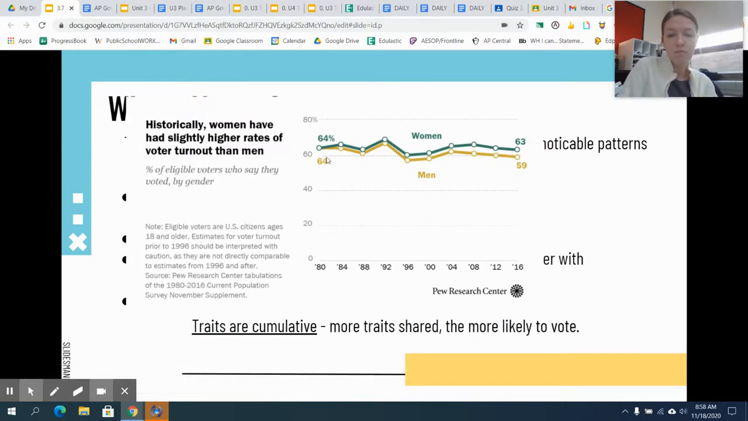I just wanted to show you some of the trends here. This is for gender. You can see that since the 80s, women, this green line here, are more likely to vote than men in elections. I didn't include any 2020 data, guys, only because we're still collecting it.